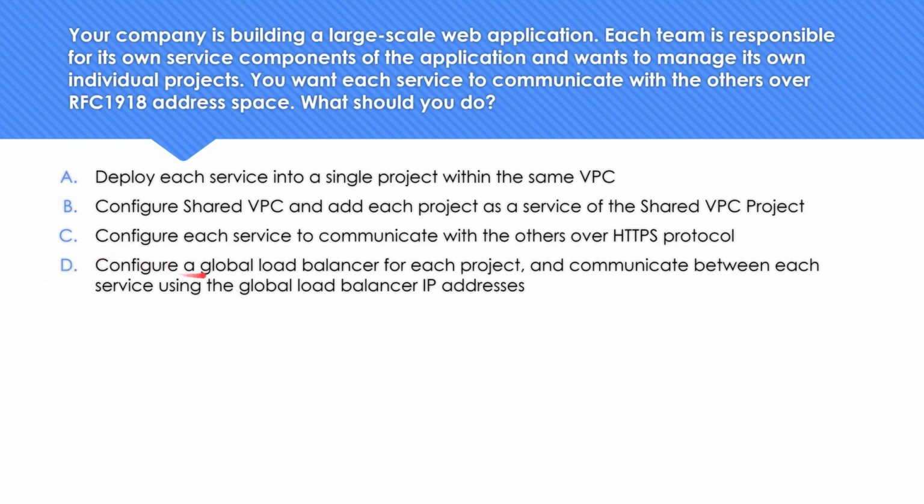Option D: configure a global load balancer for each project and communicate between each service using the global load balancer IP. When they mention global, it is very clear it is going to be using an external IP address. The moment you use an external IP address, the RFC 1918 standard does not even hold good. So looking into the options, option B, as most of you mentioned, looks like a good choice.